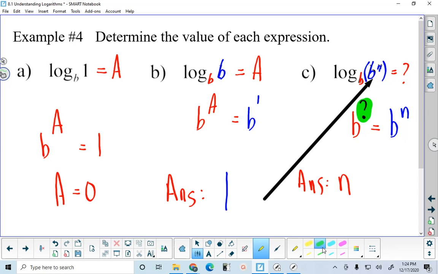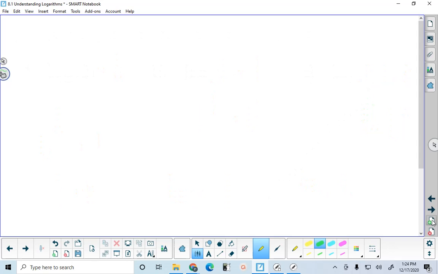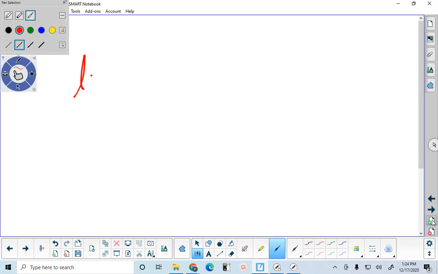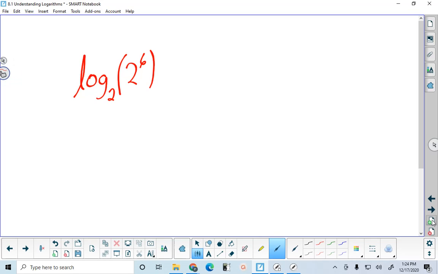Let me demonstrate this to you with a slightly different example. If I said to you, what is log base 2 of 2 to the 6? Okay. Can everybody please figure out what 2 to the 6 is? And you can type it in the message board. 64, right? 2 times 2 times 2 times 2 times 2 times 2. It's 64. So now we have log base 2 of 64.